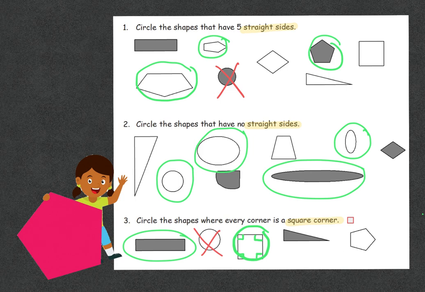Moving on to our triangle, we only have 1 square corner. These 2 are definitely not squares, so we can't circle that. And here we have our pentagon friend again, which we know doesn't have square corners either. So it looks like we have 2 shapes, the rectangle and the square, where every corner is a square corner.